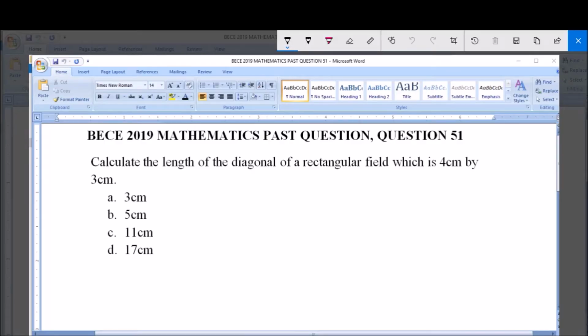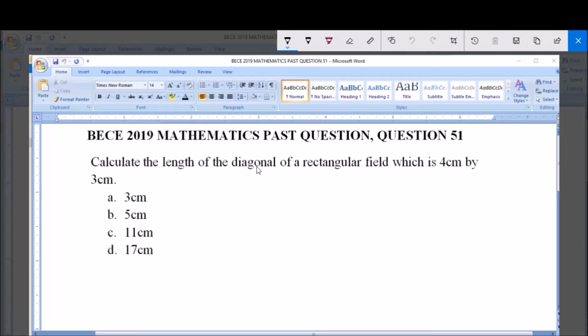Good day. Today we're going to be dealing with BECE 2019 Mathematics Past Question, question 51. Calculate the length of the diagonal of a rectangular field which is 4 cm by 3 cm. A 3 cm, B 5 cm, C 11 cm, and D 17 cm.